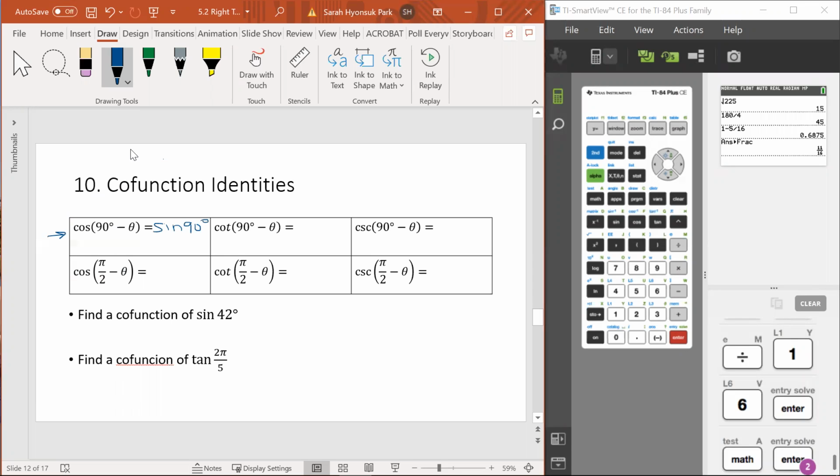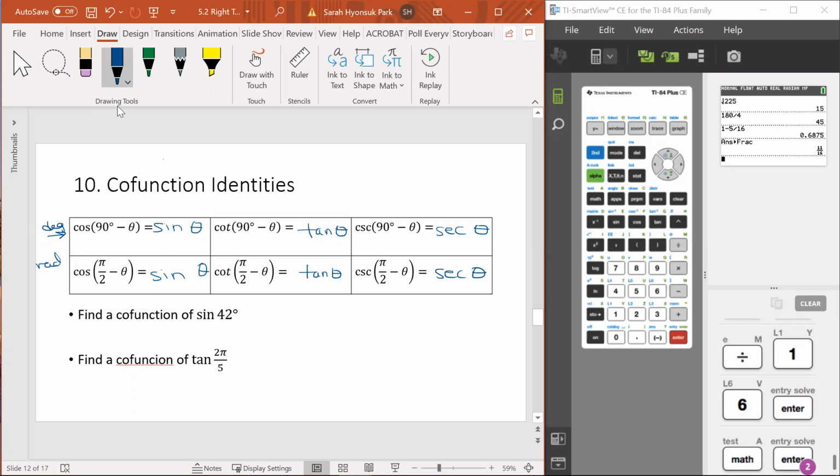Same thing of cotangent 90 degrees minus theta. This becomes tangent of theta. Cosecant 90 degrees minus theta here. This is equivalent to secant theta. And that's degrees. If you're working with radians, you have cosine pi over 2 minus theta. This is, oops, it's a typo here. That should be theta here. Sine of theta, this is tangent theta. Cosecant pi over 2 minus theta is secant theta.